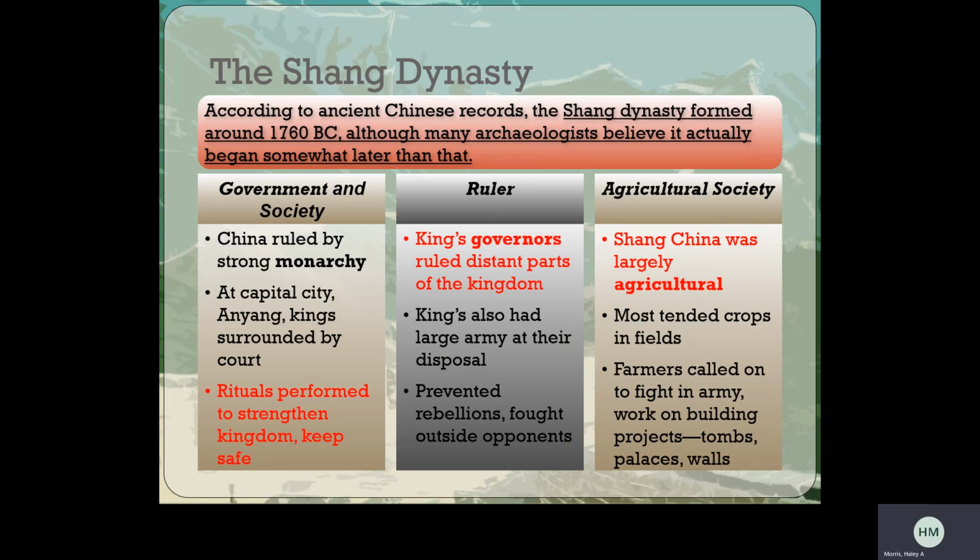Under the ruler, the king's governors ruled distant parts of the kingdom. They did have governors within different regions of the kingdom because the king couldn't be everywhere at once, and he would have loyal officials that would govern from a distance. The king also had a large army at his disposal, and they prevented rebellions and fought outside opponents.